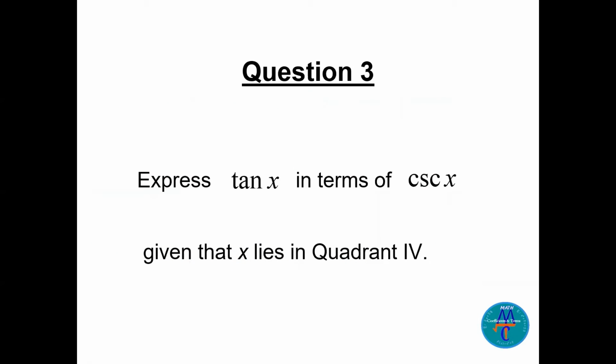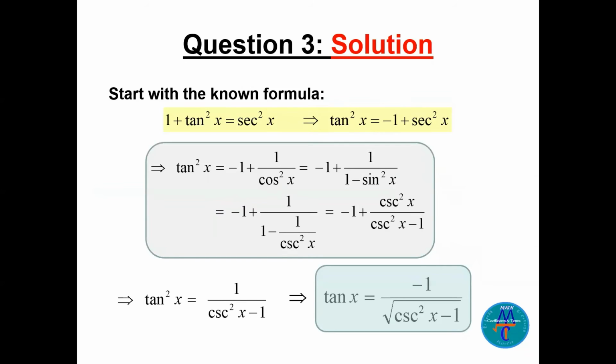Question number 3: express tan of x in terms of cosecant of x, given that x lies in quadrant 4. So we need an expression for tan of x. I can start with the known formula: 1 plus tan squared of x is equal to secant squared of x. So take 1 on the other side, it becomes minus 1 plus secant squared of x.